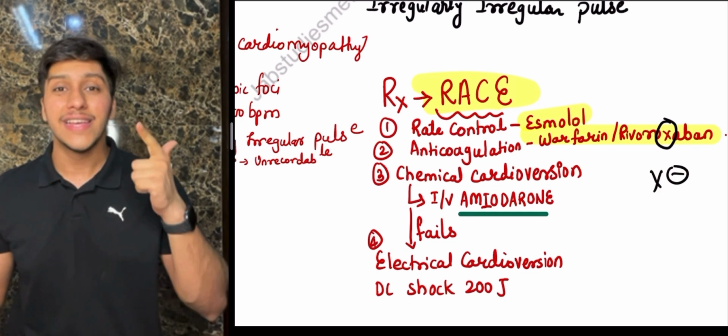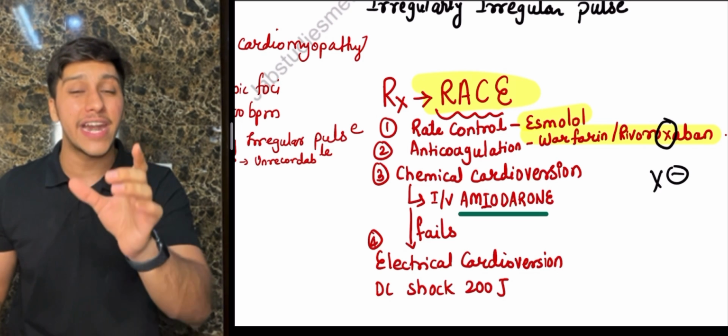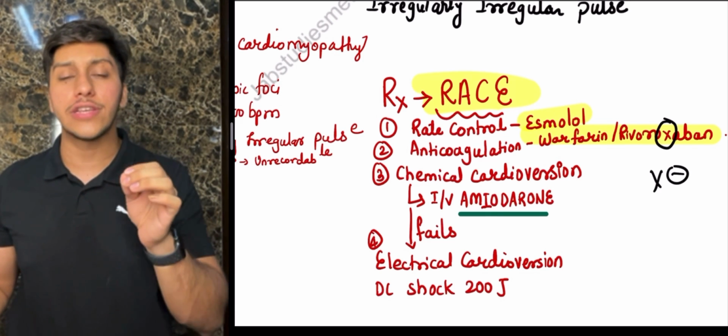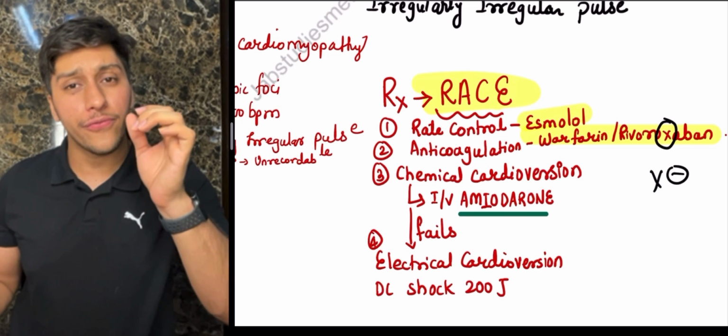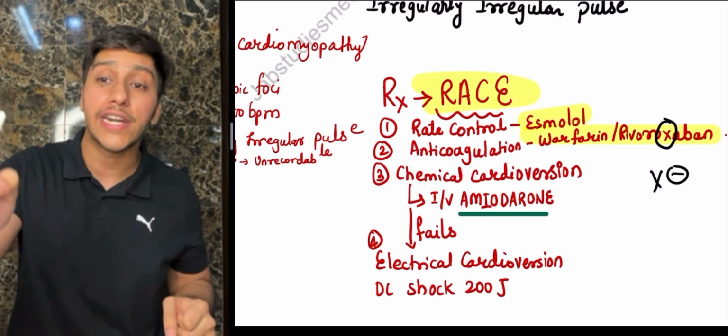So RACE, the C stands for chemical cardioversion, and chemical cardioversion is done by an antiarrhythmic drug with the help of intravenous infusion, that is your amiodarone. If your chemical cardioversion is not working, now you will do your electrical cardioversion, that is your DC shock.